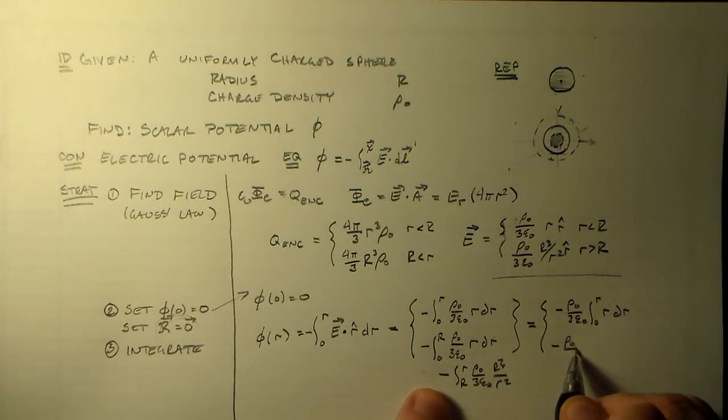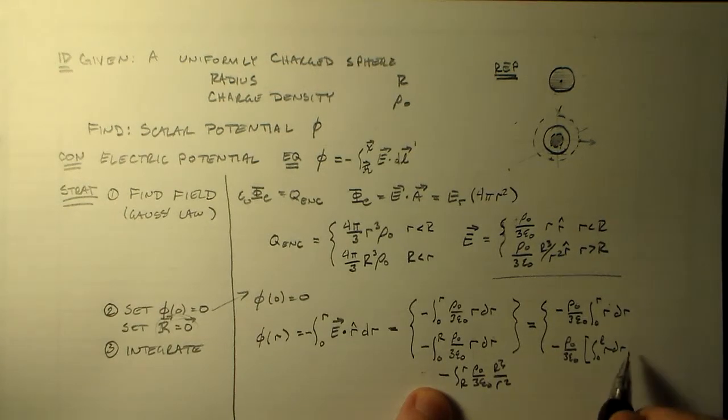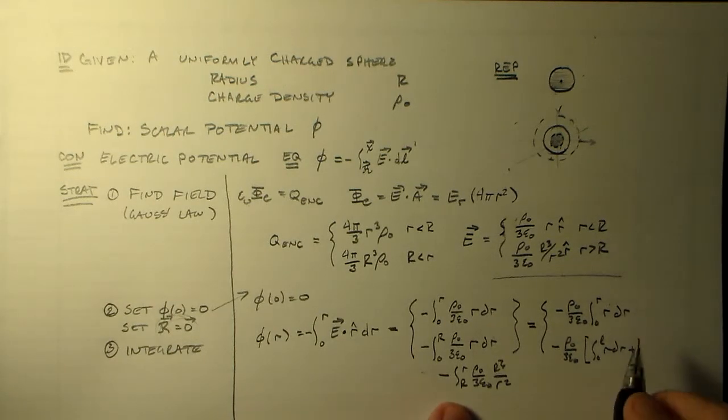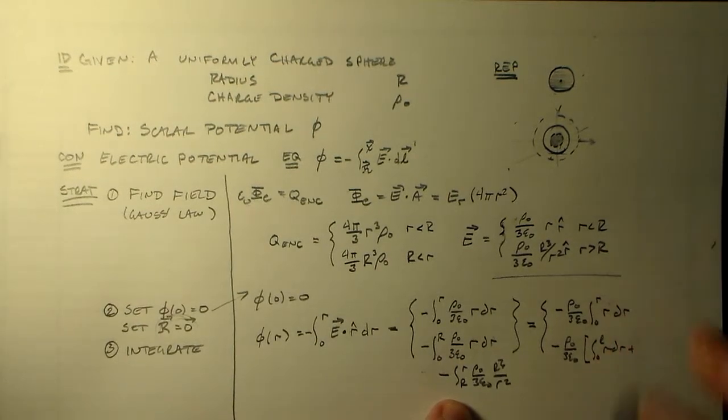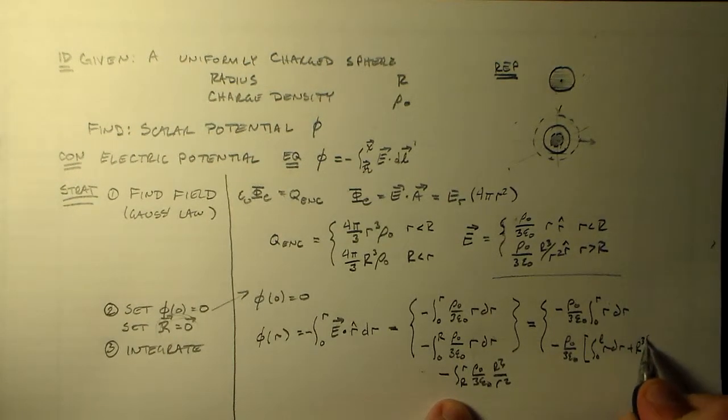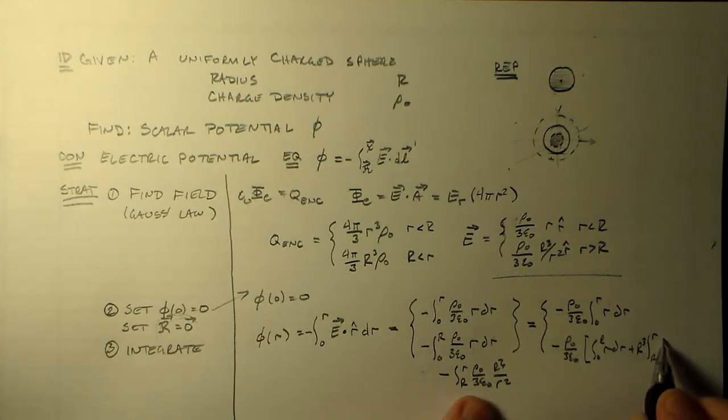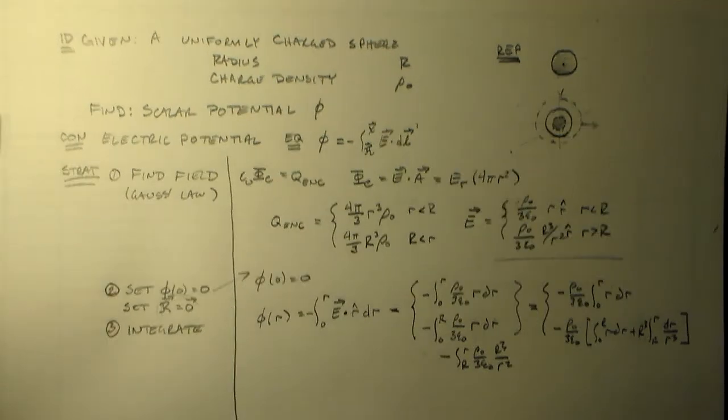Here we have the rho naught over 3 epsilon naught, integral from 0 to r, r dr. And how much room do I have? Probably plenty. Plus big R cubed times the integral from big R to little r dr over r squared. Okay, so that's looking pretty good.